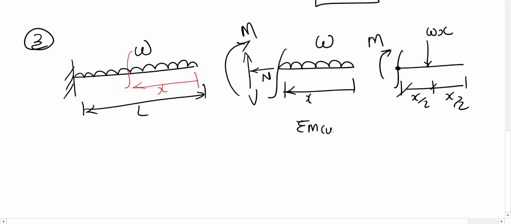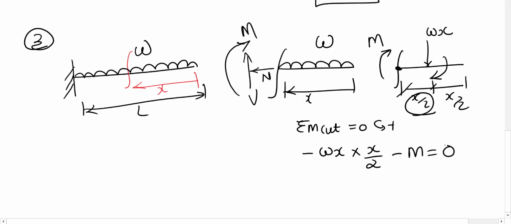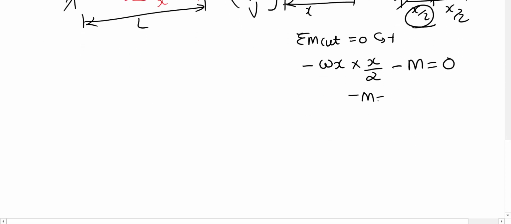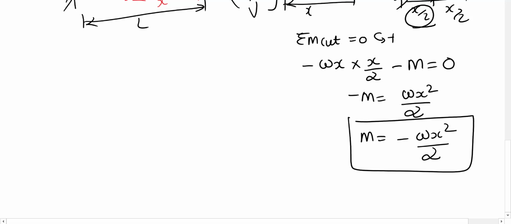If I take the moment at this point where we make the cut, with anti-clockwise positive, then this creates minus wx times the distance x by 2, and this moment is also minus m, equal to 0. So minus m is equal to positive wx squared on 2, so capital M equals minus wx squared on 2. So now we found the capital M.